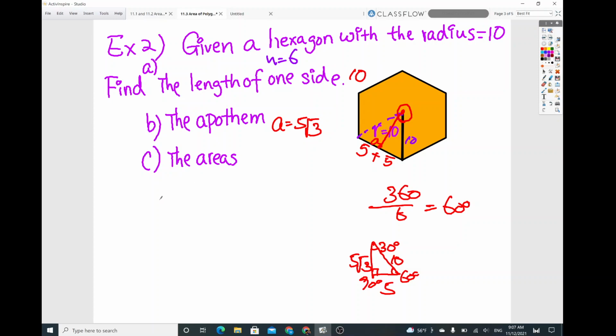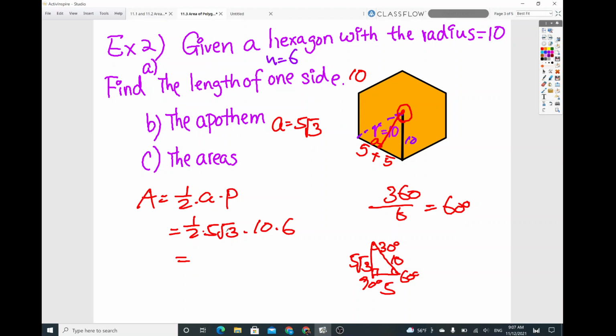And then to get the area, using the formula, 1/2 times the apothem times the perimeter. So 1/2 times 5√3 times the perimeter. Each side is 10, so 10 times 6, which is 60.